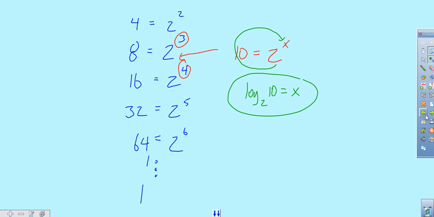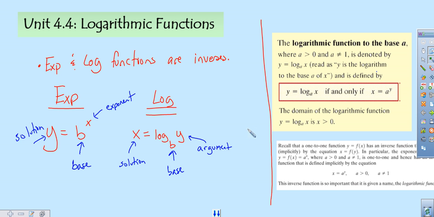Or how about backwards? Let's move backwards and talk about the parts of an equation. First of all, exponential functions, which is unit 4.3, and log functions, which is unit 4.4, are inverses of each other. They are opposites of each other. So when we think about graphs, we're going to think about this relationship as being opposite. Let's identify the parts to each one.